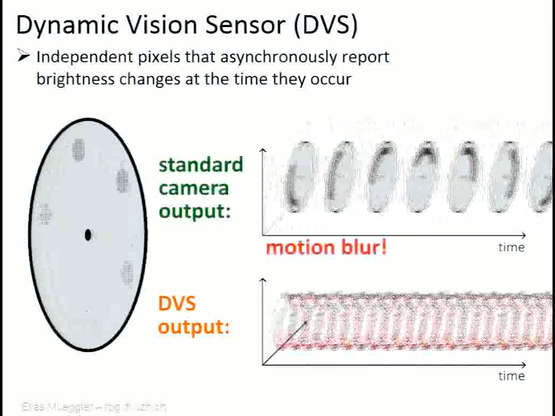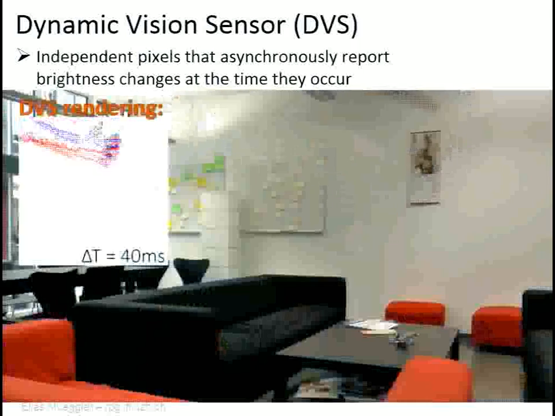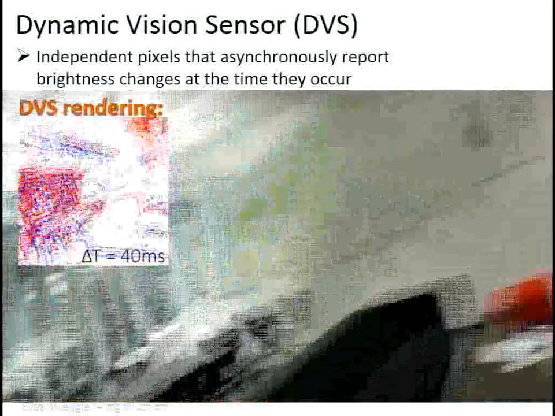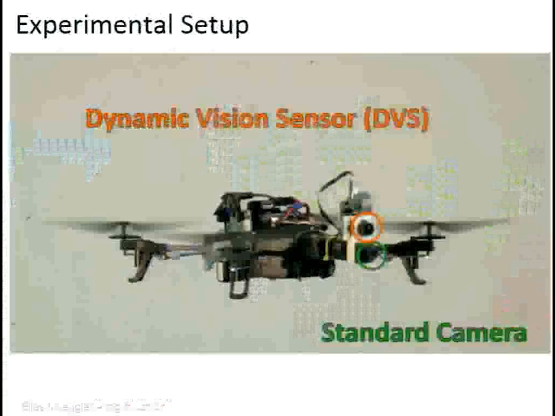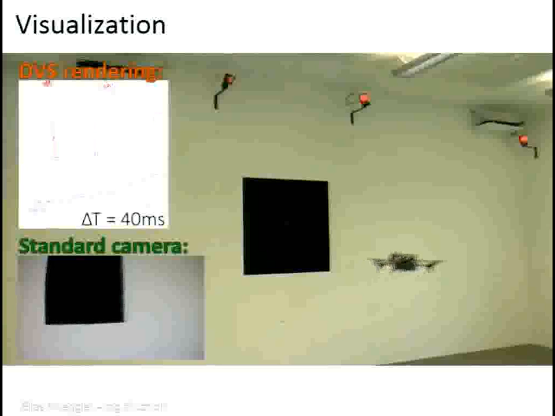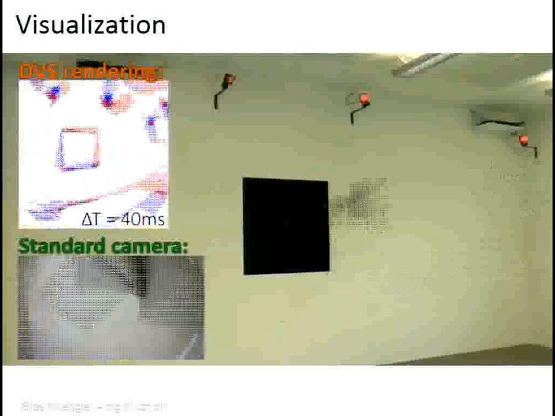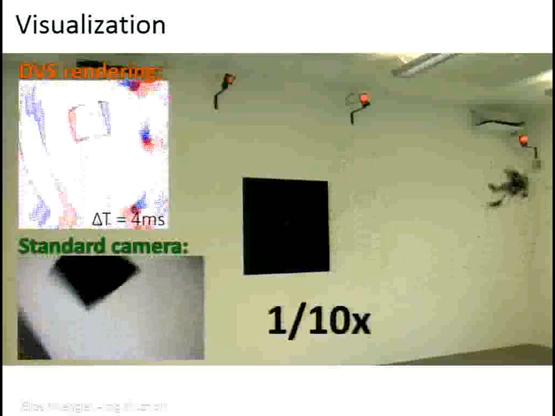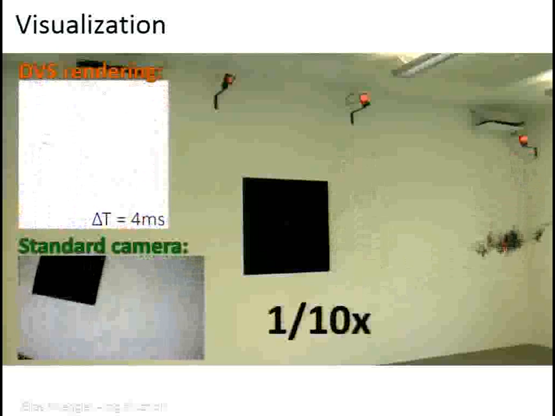What does that look like in real scenes? When we have the camera static and move something in front of it, we can only see those changes. When we move the camera, we see the gradients in the image. So what we did in this work is we put the DVS together with a standard camera on a quadrotor and performed flips in front of a black square on a white wall. And now, when we play that a bit slower, we can see that when we render the output of the DVS appropriately, we can still see the sides of the square rather sharp.